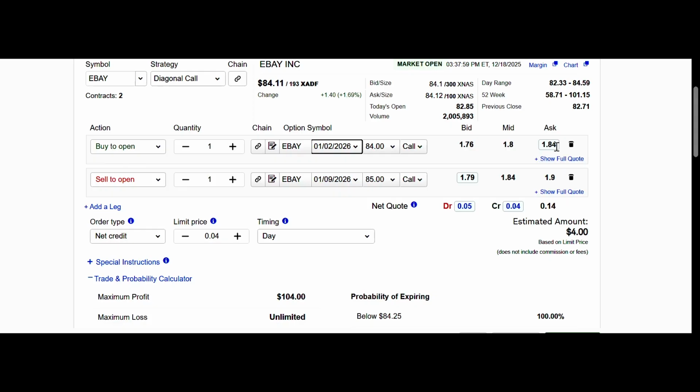This is how you understand options. You got to do it one line at a time, because if you try to look at everything, it's going to confuse you and you're going to quit. So now let's just start with the symbol. This is Charles Schwab, by the way.